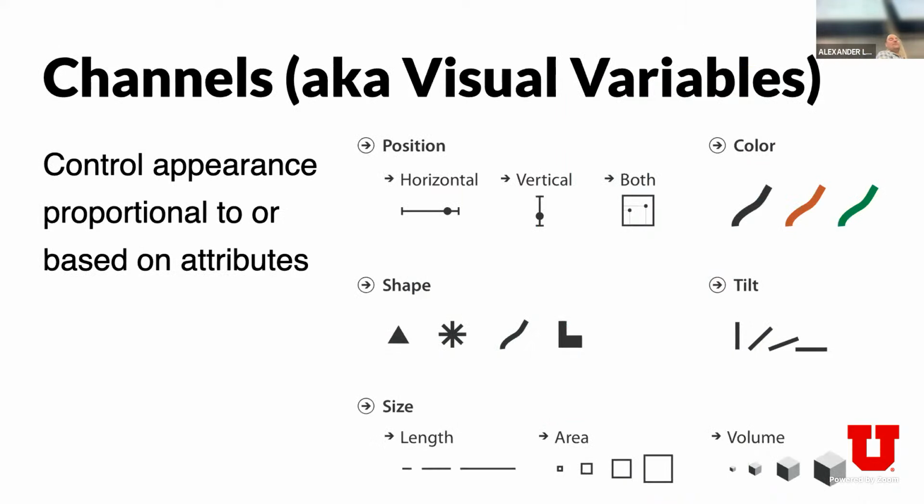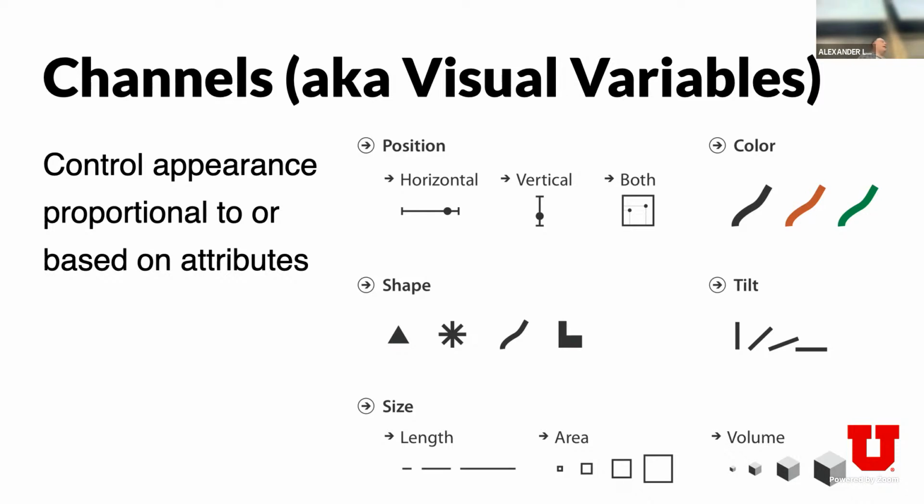And then the channels, which are also called visual variables, control the appearance proportional to or based on the attribute. So for example, for position here, this tick is encoded by its position relative to my starting point. Or a shape, where different shapes would indicate a different object identity, right? Or a different category. Similarly, different color or different tilt. We had this example with the pie chart and with the slanted lines, where we had the tilt.